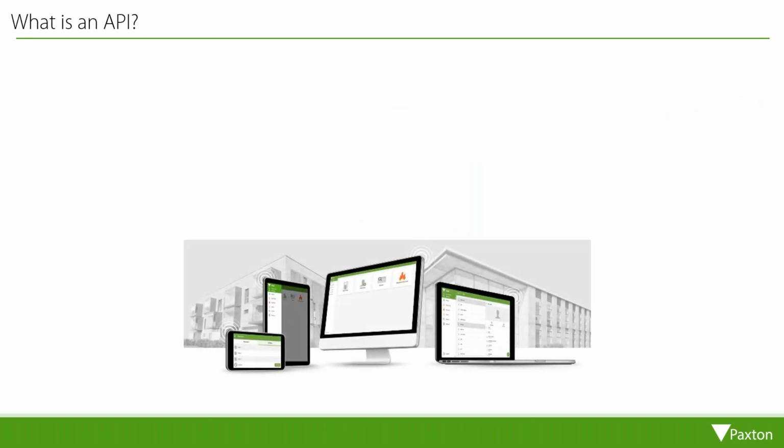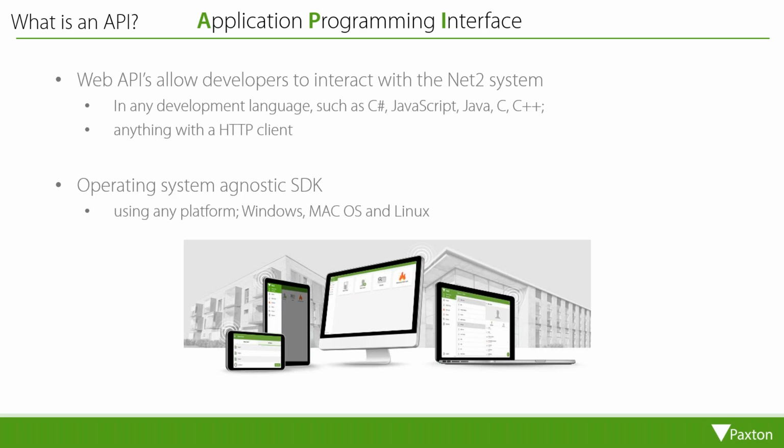Okay, so what is an API? An applications programming interface. For those that have used our software development kit previously, you'll be pleased to know that we now have an API. This allows developers to interact with the Net2 system using development languages such as C#, JavaScript, and C++, etc. This also means that we have a system-agnostic software development kit, which you can use on any platform: Windows, Mac, and Linux.